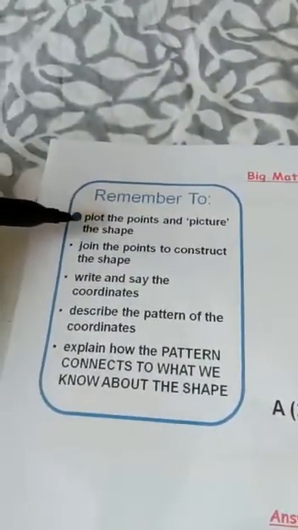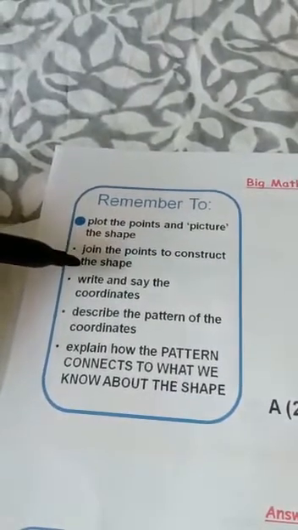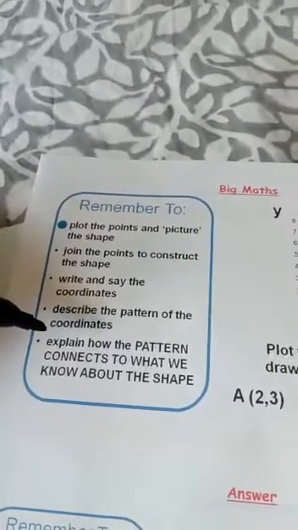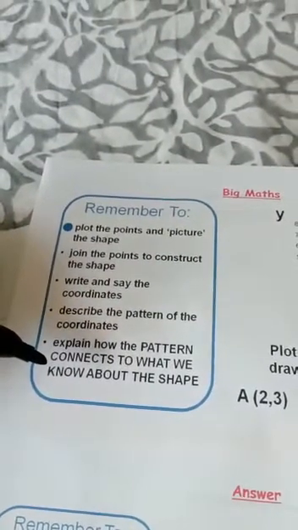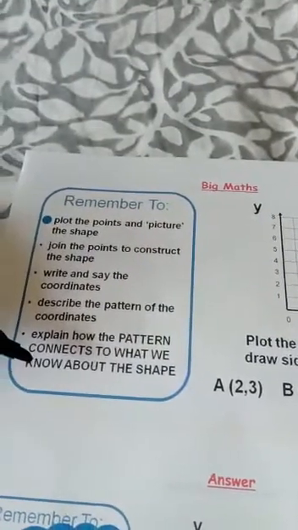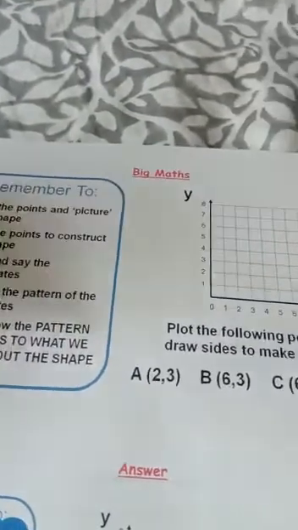Okay. And then if you can follow some of these big maths sheets, these are the points to remember. Plot the points and picture the shape. Join the points to construct the shape. Write and say the coordinates. Describe the pattern of the coordinates and explain how the pattern connects to what we know about the shape. So your understanding of the properties of shapes is important here.